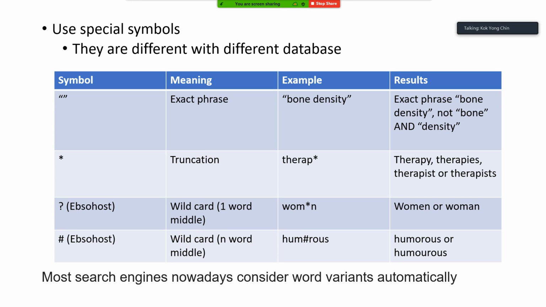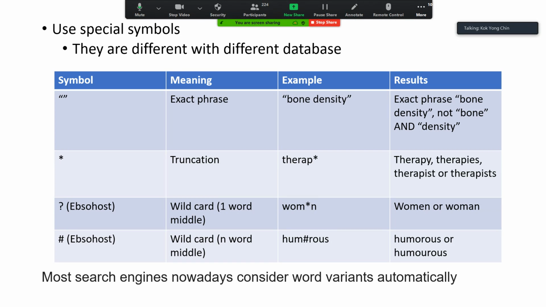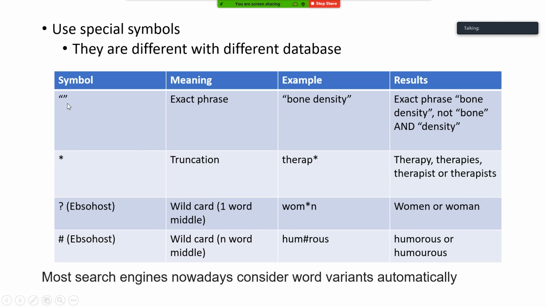Sometimes you need some special symbols, okay, to widen your search. They are different with different databases. This is mainly for students. I'm sure most of the researchers would know already, but this is mainly for students. If you put a symbol, open and close inverted commas, you are searching for exactly the same phrase, bone density. So the exact phrase bone density will be searched rather than bone and density, with a similar sequence. Let's say I'm searching for vitamin E. Usually I will put open and close inverted commas around vitamin E, so I'll only get vitamin E papers.